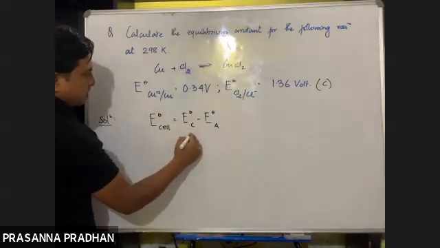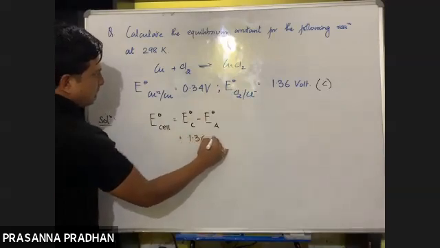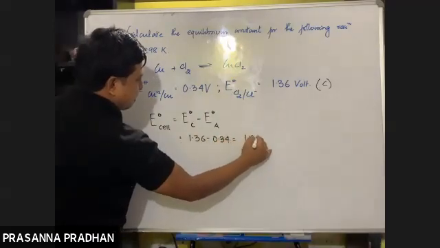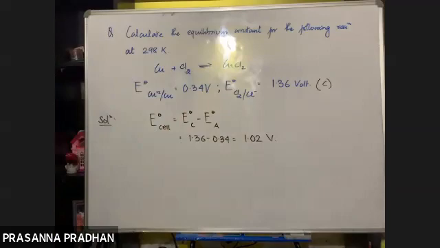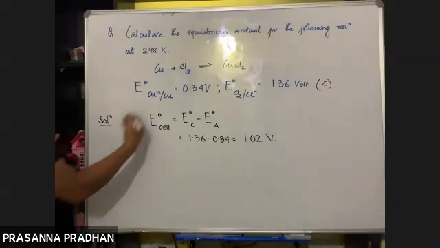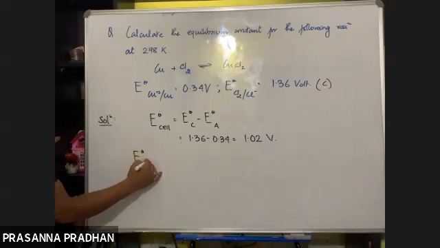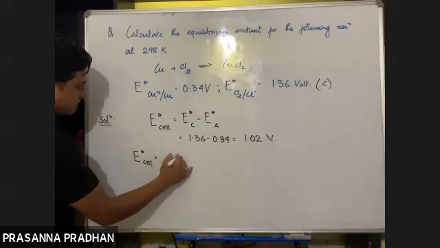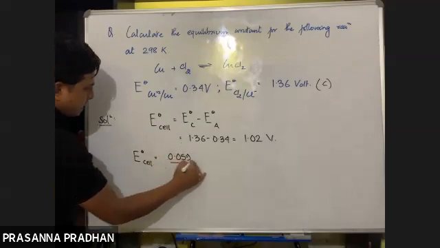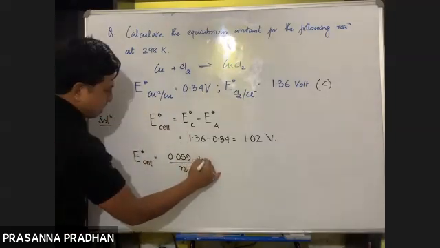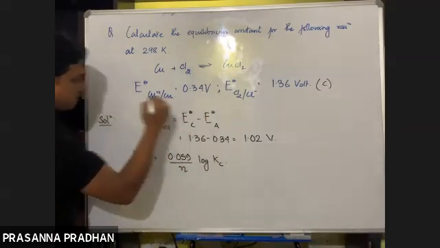So what is the reduction potential value of this chlorine? 1.36 minus 0.34. This is equal to 1.02 volt. E naught cell equals 1.02 volt. Once I know E naught cell, then I can easily relate this. So what is the equation now? E naught cell is equal to 0.059 divided by n, log Kc.